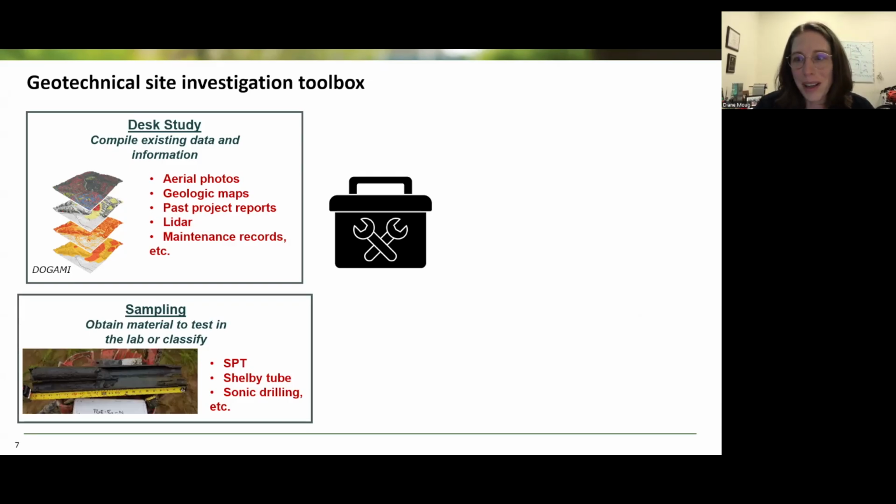Then we have the tool of sampling, drilling and sampling, where we get soil from the ground and we take it back to the lab to classify it or to test it and characterize the engineering properties of that soil or rock. This includes the SPT, Shelby tube sampling, sonic drilling, all with various advantages or disadvantages or ways that they capture and preserve the soil.